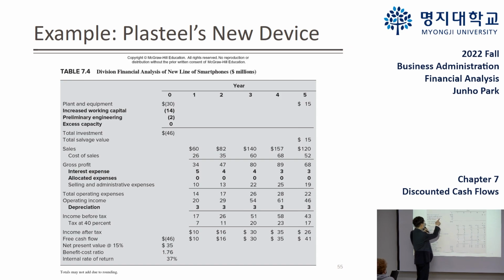And the third item in our project evaluation is the preliminary engineering. According to the employees, they already spent $2 million because they wanted to establish a plan and the design, and they wanted to design this new model. So they already spent it. And this is the $2 million. So maybe we need to care about this $2 million if we are going to have this new project.